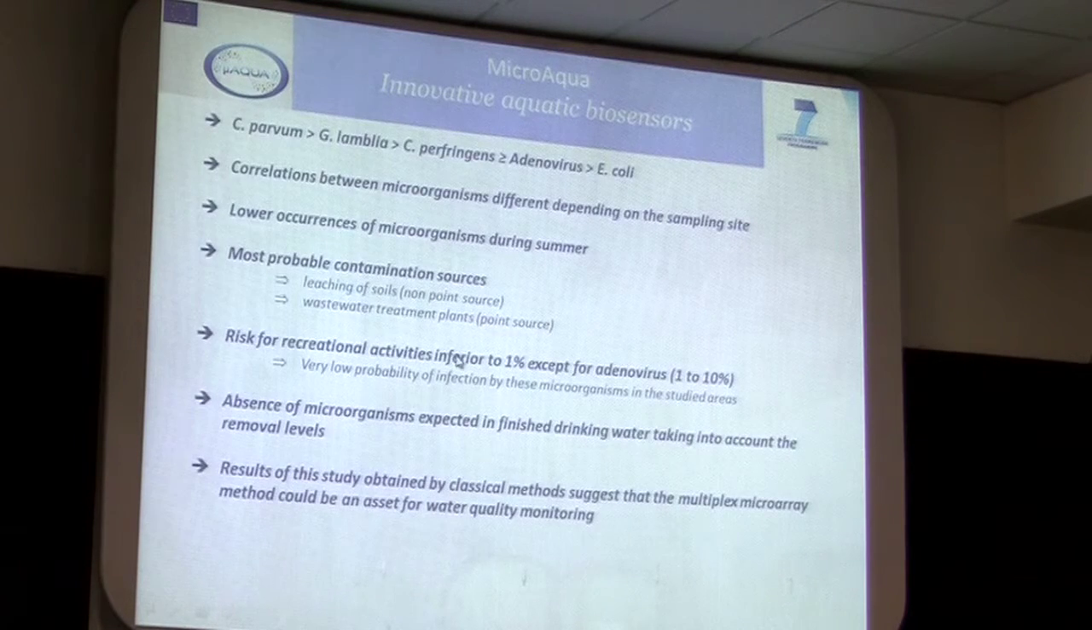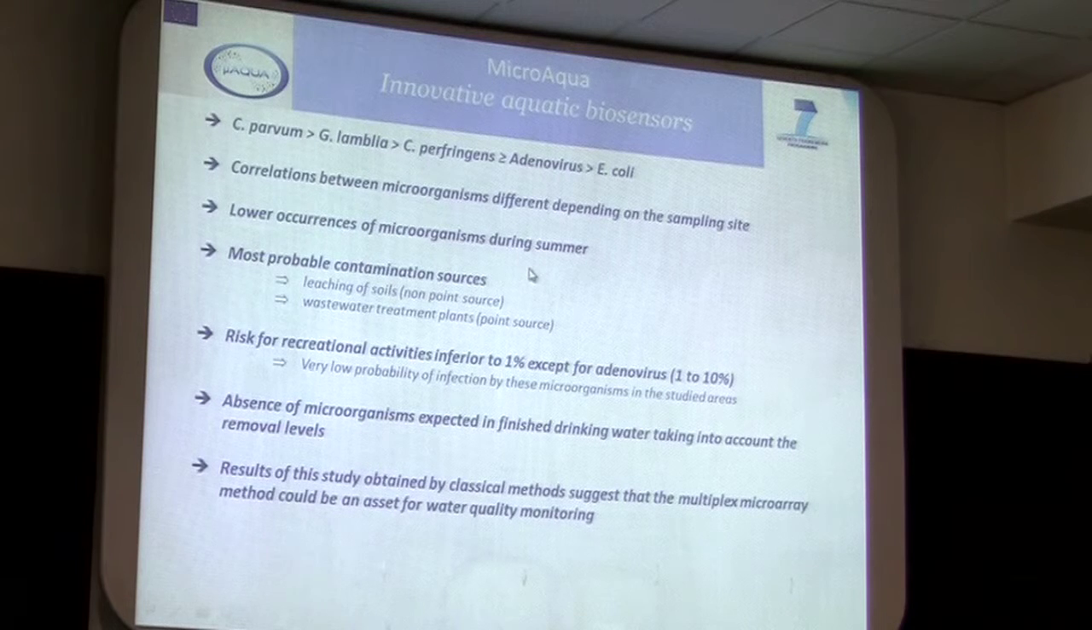To conclude, for all the 3 sites, we found lowest concentration for both parasites, Cryptosporidium parvum followed by Giardia lamblia, intermediate concentration for Clostridium perfringens and adenovirus, and for all the 3 sites we found highest concentration for E. coli. We also found that the correlation between microorganisms were different depending on the sampling sites. It's not the same in all the cases.